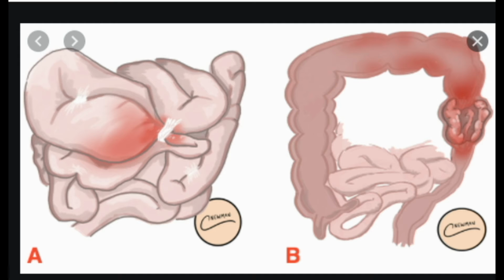16. Diverticulitis, the inflammation or infection of bulging pouches of intestine. 17. Stricture, a narrowing in the colon caused by scarring or inflammation.